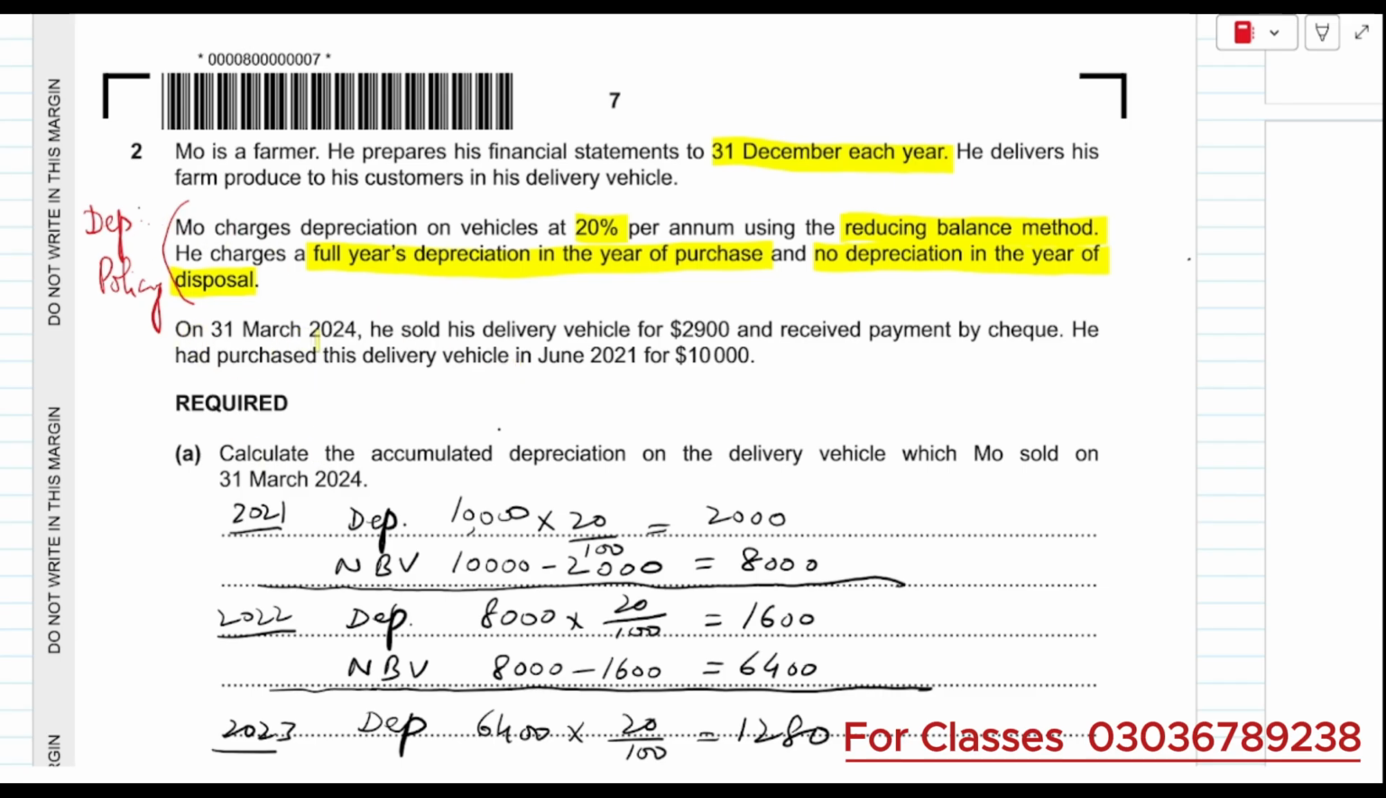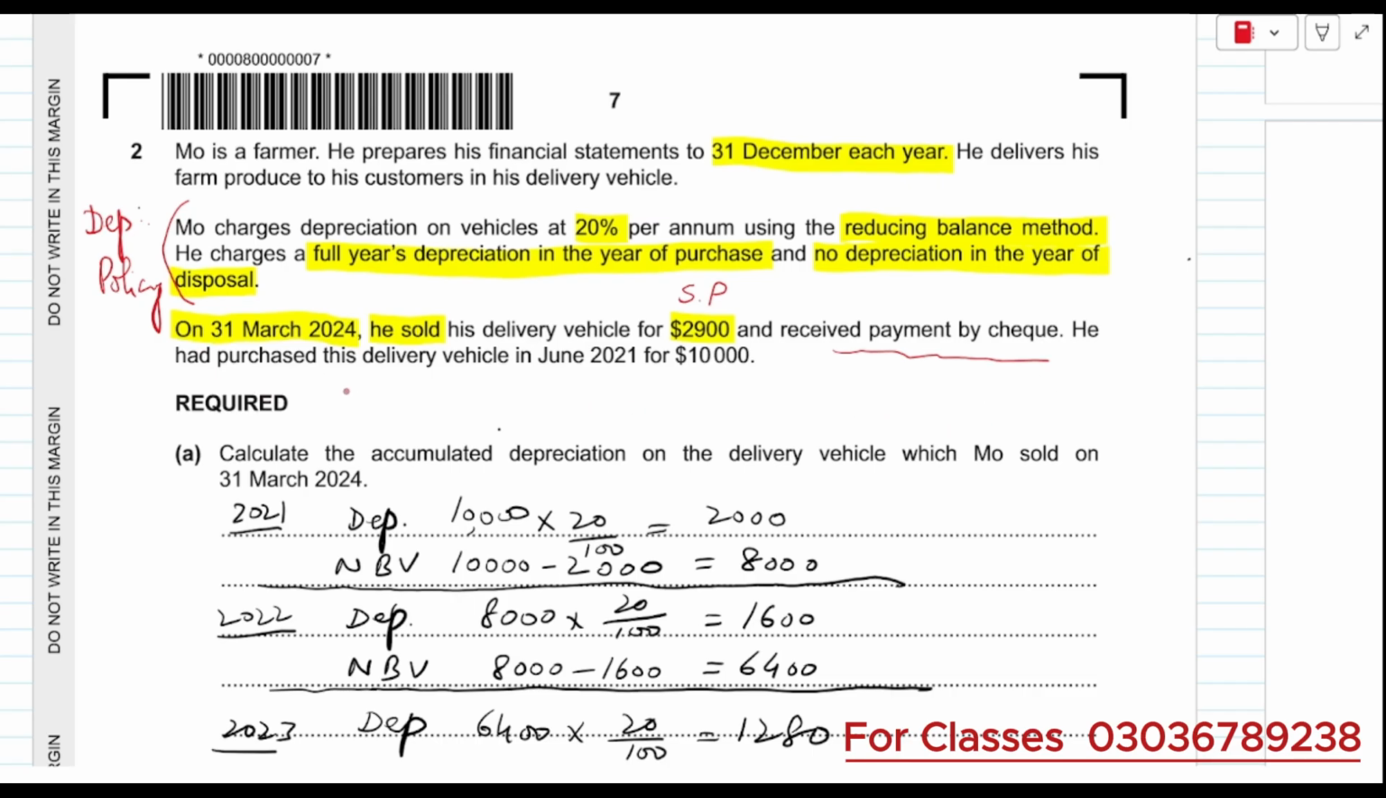On 31st March 2024, he sold his delivery vehicle for 29,000. On this date he sold it. This is the selling price. Note it down that it is the selling price, it is not the cost of the asset. And he received payment by cheque. It is important to note the mode of payment.